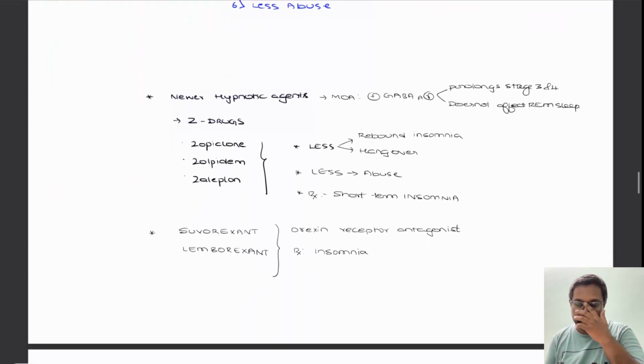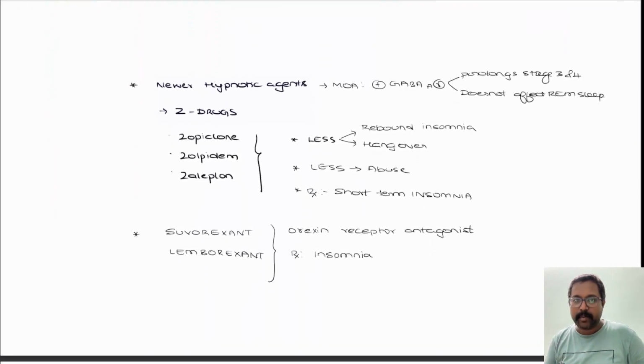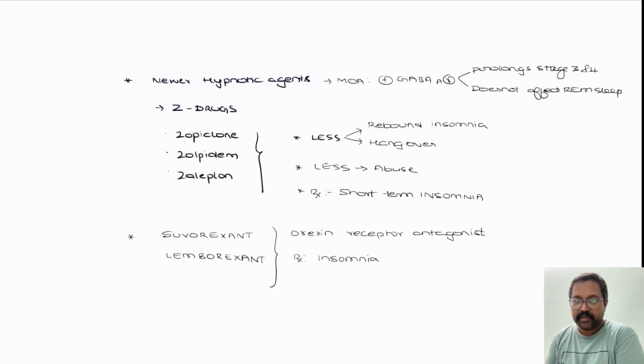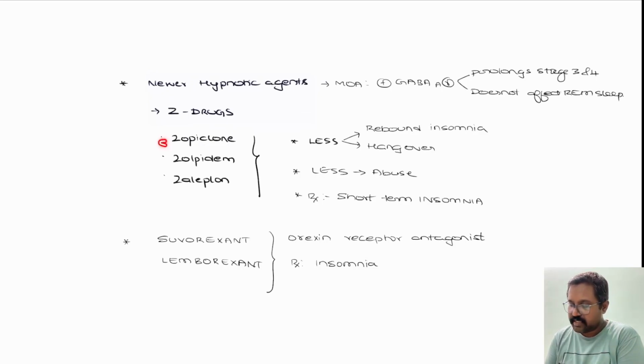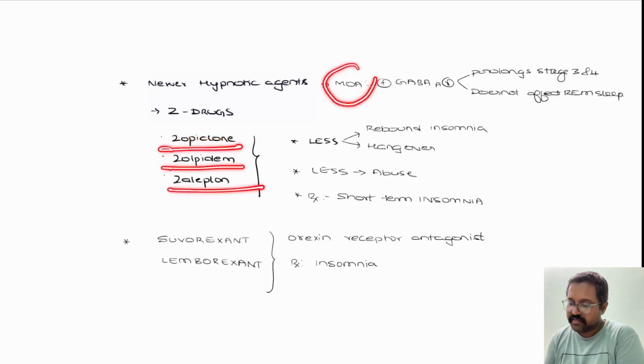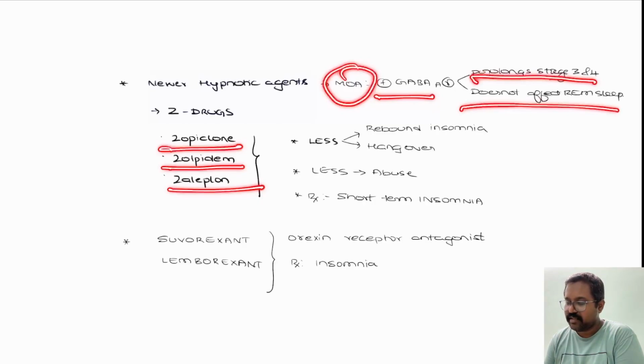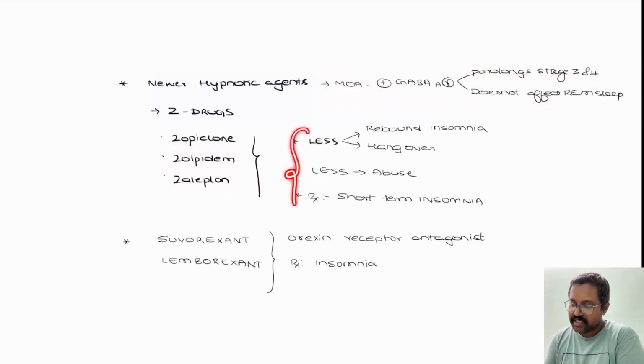Coming to the newer hypnotics. These are also called Z drugs. Please remember, these are also called Z drugs. That is, we have zopiclone, zolpidem, and zaleplon. The mechanism of action is that it stimulates the GABA A receptor and prolongs the stage 3 and 4 sleep, and does not affect the rapid eye movement sleep. The advantage is that they cause less rebound insomnia, less hangover, less abuse, and are mainly used for short-term insomnias.